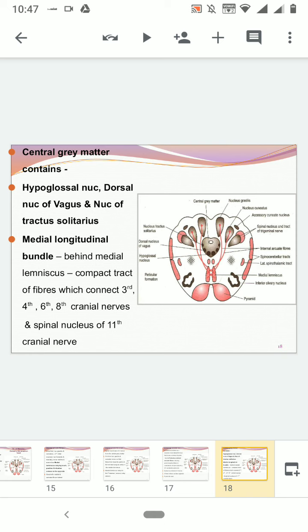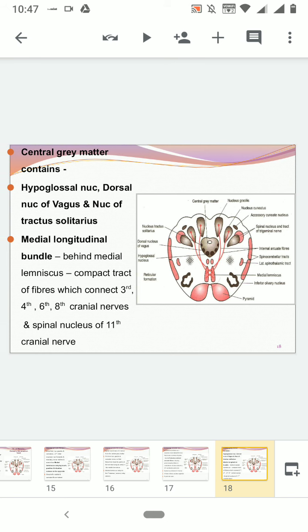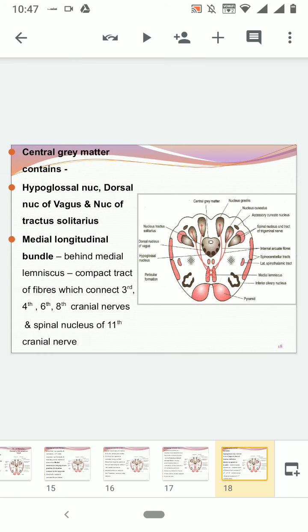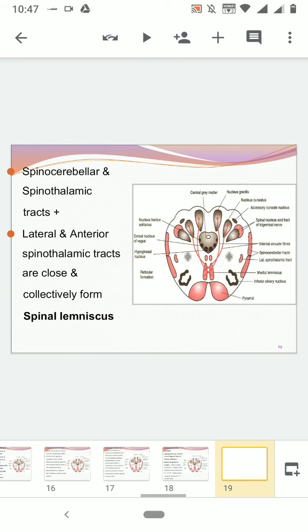So they are communications between the cranial nerves. Which cranial nerves? 3rd, 4th, 6th and 8th cranial nerves, and the spinal nucleus of the 11th cranial nerve. They just communicate among each other so that the movements are coordinated. So medial longitudinal bundle, don't confuse it with the medial lemniscus.